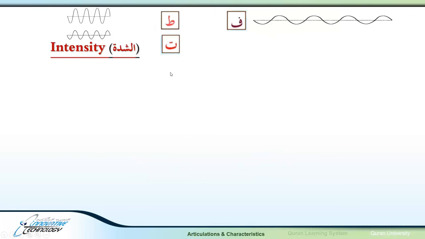Now let's look at the intensity characteristics of the ta and ta. The ta and ta both have the same frequency, so they have the same intensity. So we need to take a different letter to compare with. We're going to take now the fa. So the ta and ta are intense letters. They have the characteristic of intensity, al-shidda. While on the other hand, the fa has the characteristic of looseness, or al-rakhawa. We can see the wave is loose.